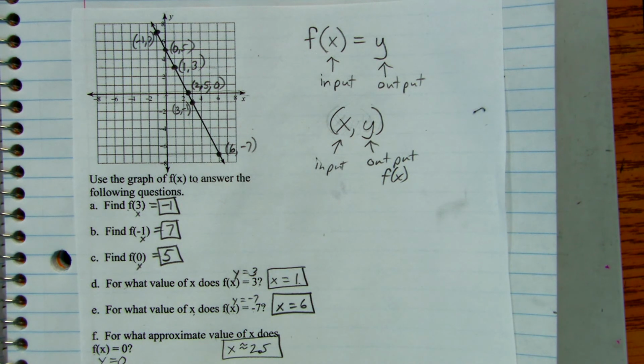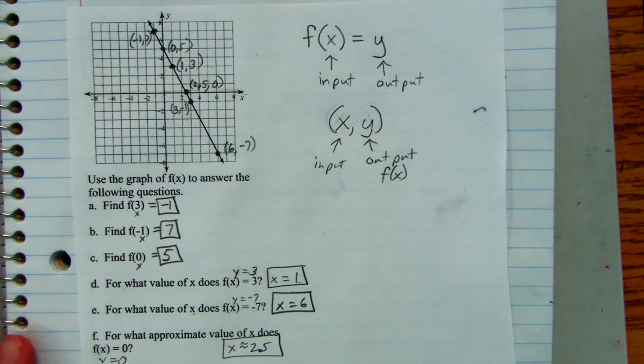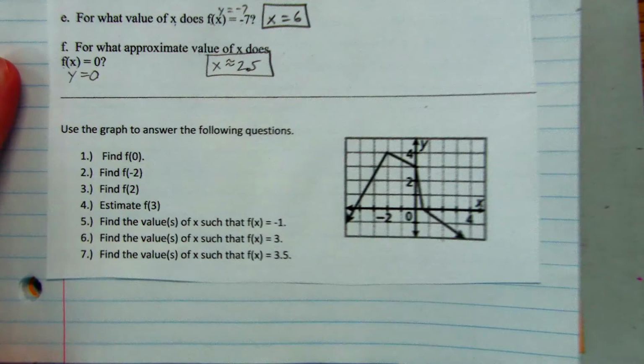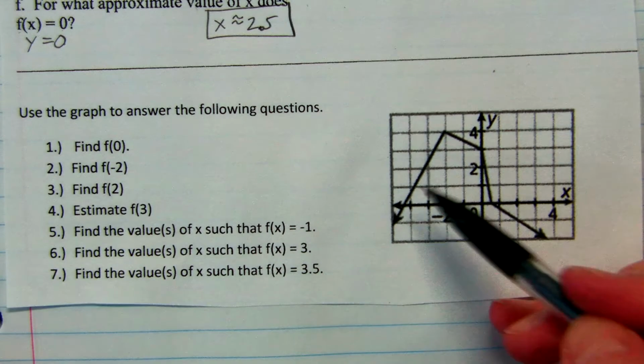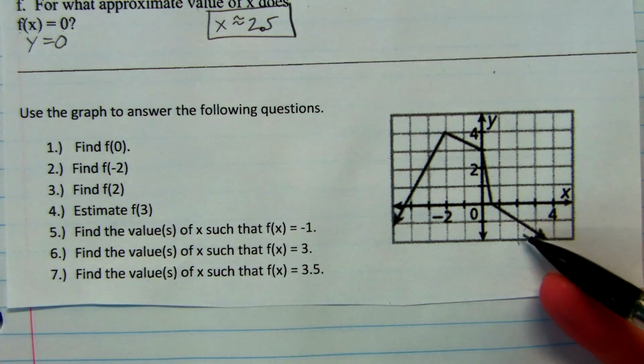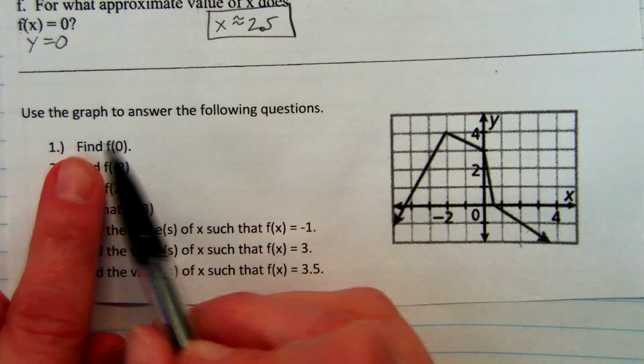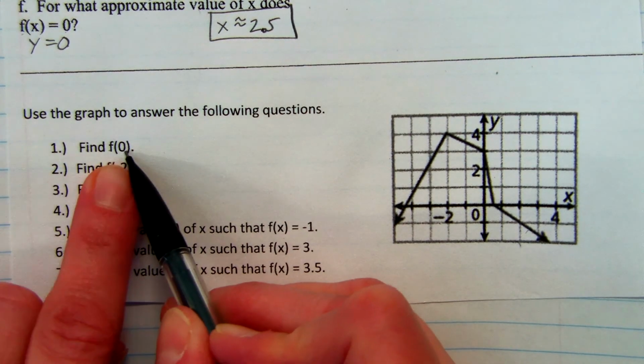So what's going to be a little different this year is your graph could be any sort of shape. So if I go down here, this is a graph, a piecewise function, which we're going to learn to graph this year. It has pieces of a bunch of different straight lines that have been stuck together. So it starts off with saying, find f of 0.